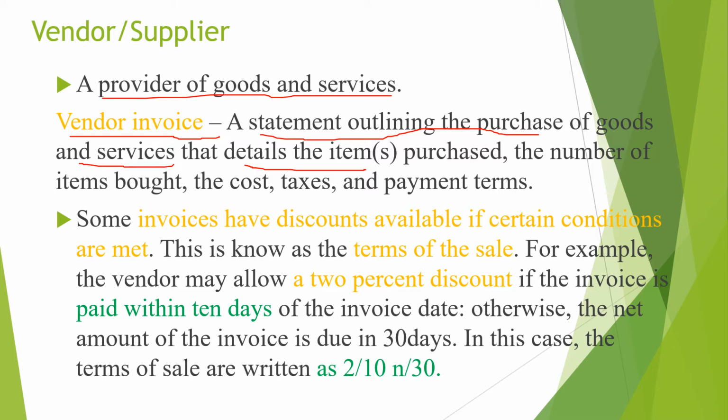For some invoices, there is a discount available if certain conditions are met. Let's say, for example, you have been sent an invoice and you pay it within 10 days. Then you get a 2% discount. The whole of these things is called the terms of sale.